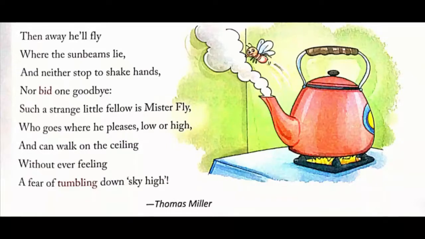Then away he will fly where the sunbeams lie. And again from the window they go out, to where the sunbeams in the sunlight are. That means when the daylight is there, we see that they are flying here and there again outside, and neither stop to shake hands nor bid one goodbye. The poet wants to say they are such mannerless creatures. These flies know no manners.